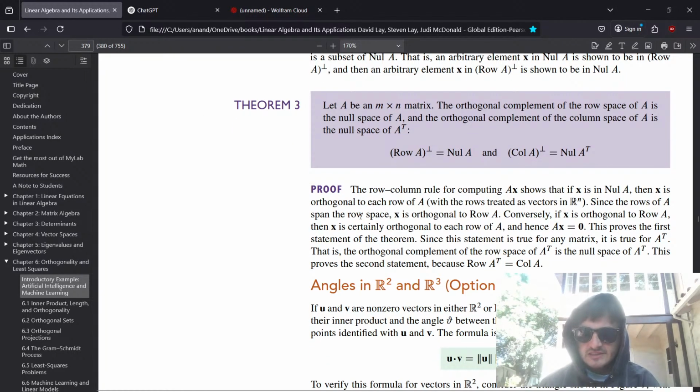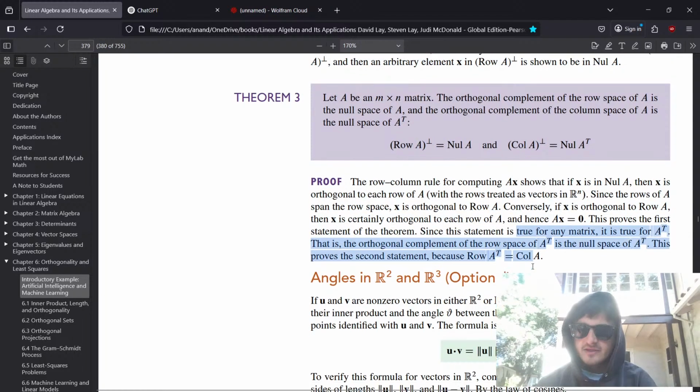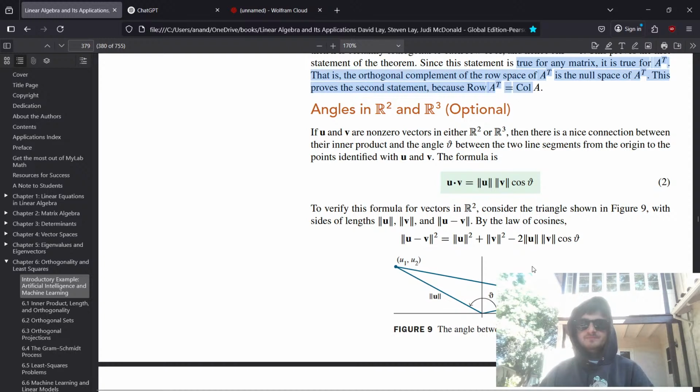Since the rows of A span the row space, X is orthogonal to row A. Conversely, if X is orthogonal to row A, then X is certainly orthogonal to each row of A, and hence AX equals 0. This proves the first statement of the theorem. Since this statement is true for any matrix, it is true for A transpose. Okay, cool. That's actually a really easy proof.